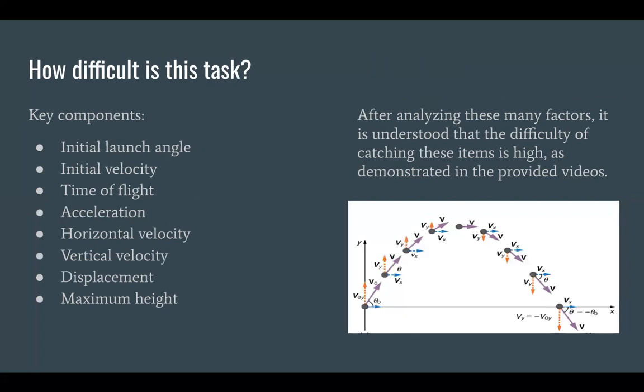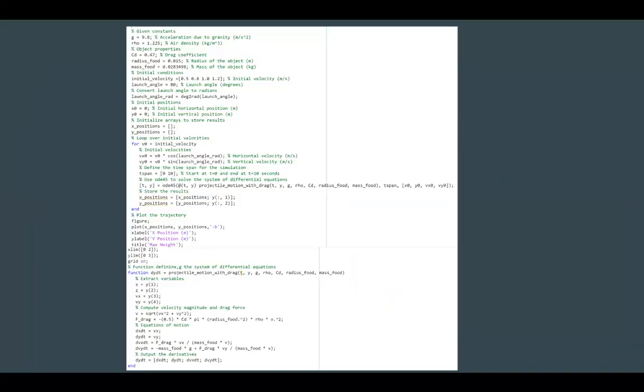The difficulty of this task is dependent on several key components associated with projectile motion: the launch angle, the initial velocity, time that the dog has to react, acceleration of food, velocities, horizontal distance that the food travels, and the max height are all variables that can affect the dog's ability to catch food. We created a MATLAB code to model the change in projectile motion with differing maximum heights. To solve the ODEs, we use the ODE45 built-in solver, which uses the RK4 methods to solve for these ODEs.